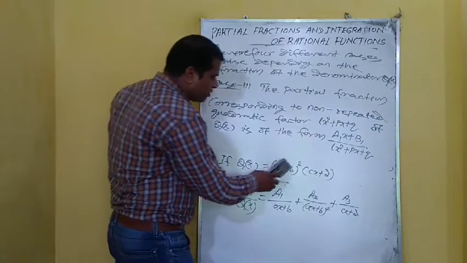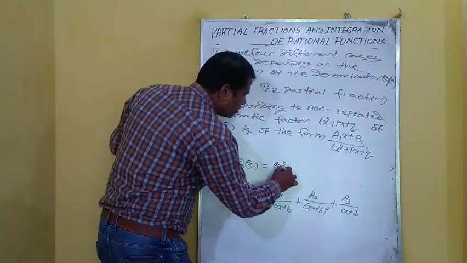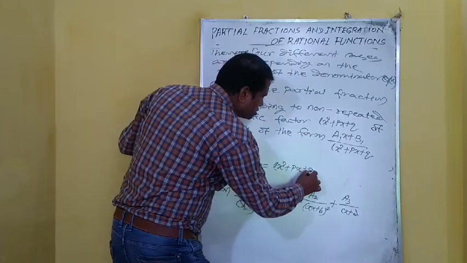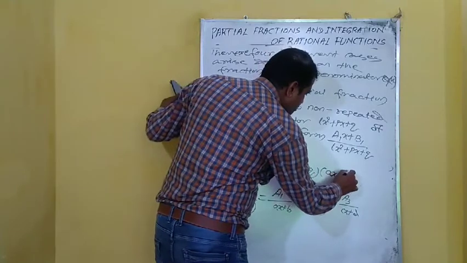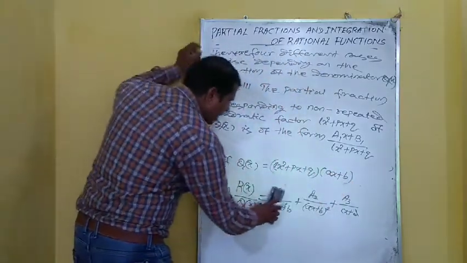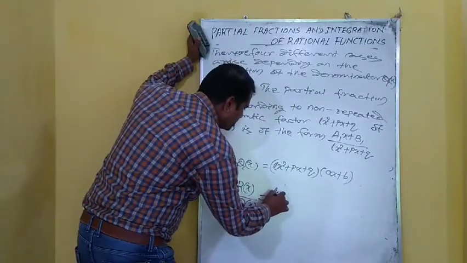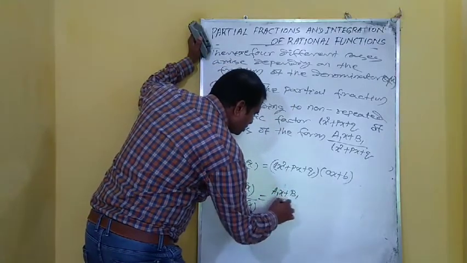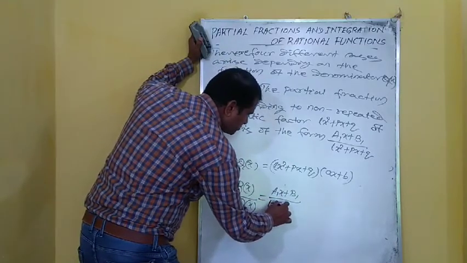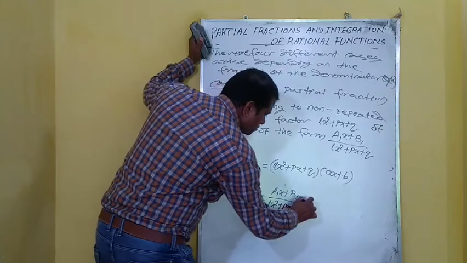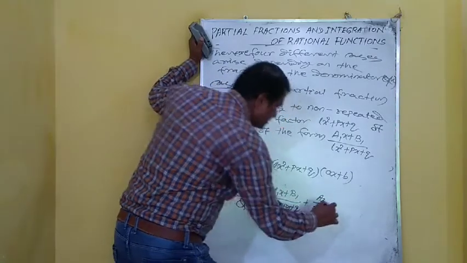So the q of x is in the form lx square plus px plus q whole into ax plus b. Then we write r of x by q of x as A1x plus B1 divided by the quadratic factor lx square plus px plus q plus A2 by ax plus b.